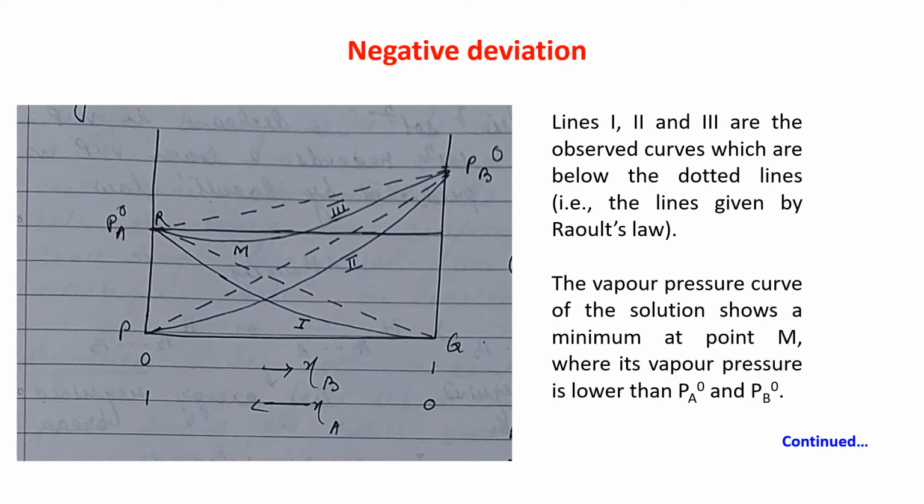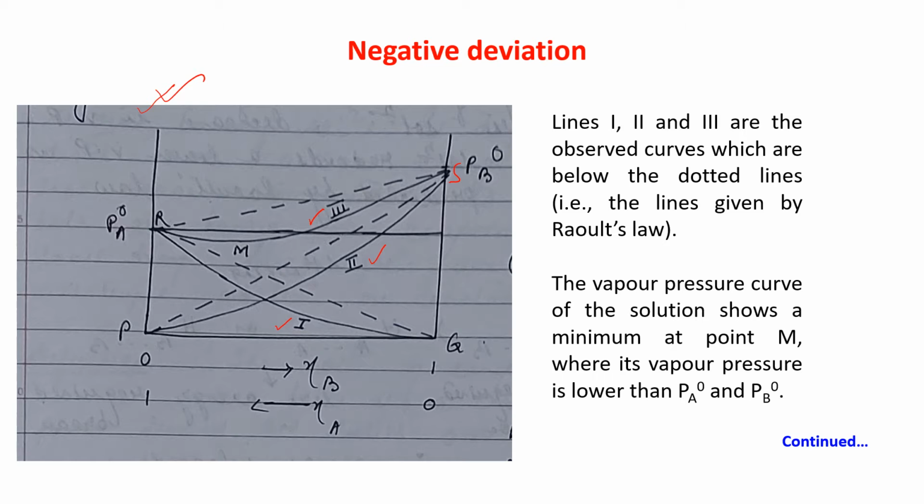Now this is the graph showing the negative deviation. As you know, these dotted lines, that is RQ, PS and RS, are the three lines given by Raoult's law. The lines 1, 2 and 3 are the observed curves which are below the dotted lines. So they are showing negative deviation.